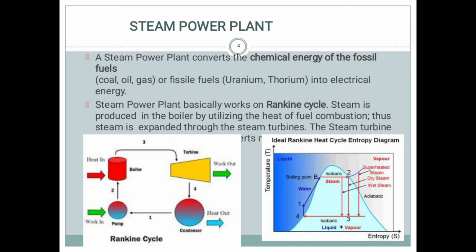A turbine is a mechanical device which converts kinetic energy into mechanical energy. Here, the turbine is mounted on a shaft. That shaft is connected to the generator shaft. Here, the generator shaft and turbine shaft are coupled. When the turbine shaft rotates, the generator shaft also rotates. The generator is used to convert mechanical energy into electrical energy.